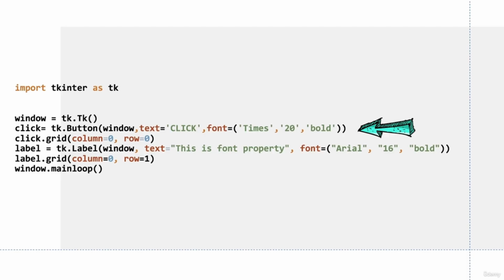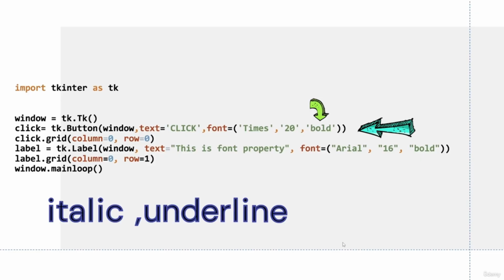So as you can see, our button's constructor contains a 3-element tuple. The first element is the font name, second is the font size, and the third element is the font style. All 3 elements have to be a string data type. As for the font style, we can choose a bold style, italic, underline, or overstrike.